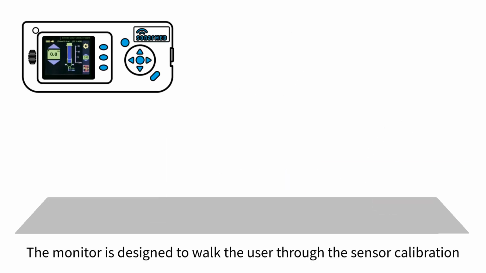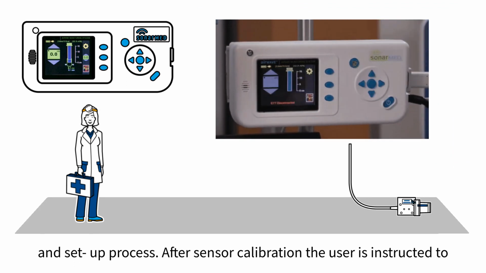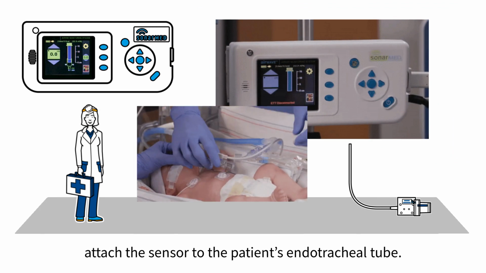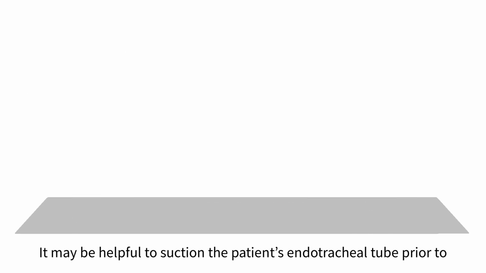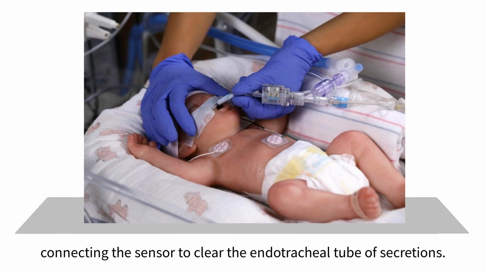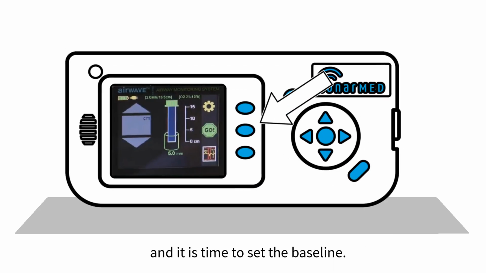The monitor is designed to walk the user through the sensor calibration and setup process. After sensor calibration, the user is instructed to attach the sensor to the patient's endotracheal tube. It may be helpful to suction the patient's endotracheal tube prior to connecting the sensor to clear the endotracheal tube of secretions. Once the sensor is connected, press the green Go button, and it is time to set the baseline.